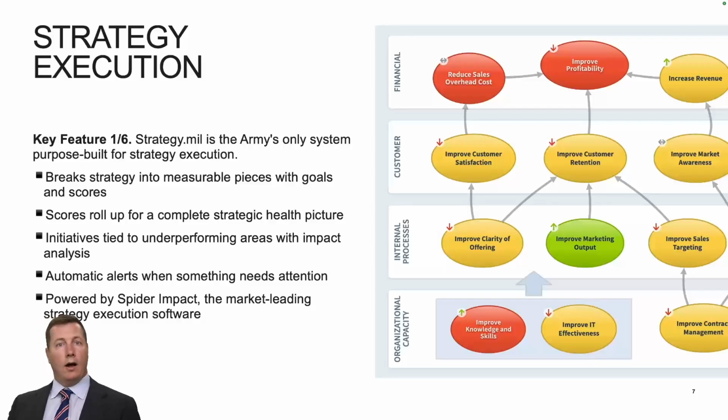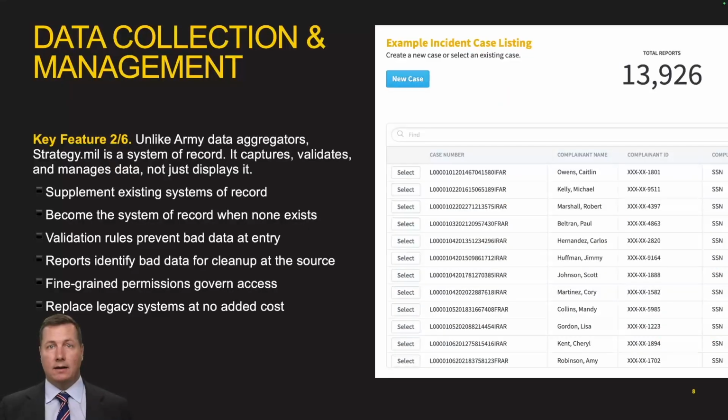As you'll see, data collection and data visualization is a little bit newer functionality that a lot of folks are using without the strategy execution piece, but strategy execution remains the backbone of the system. Second is data collection and management. Again, when your data exists in a system of record, fantastic. We'll connect to it and bring it in and visualize it and wire it up to your strategic plan.